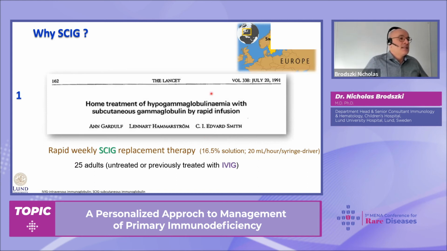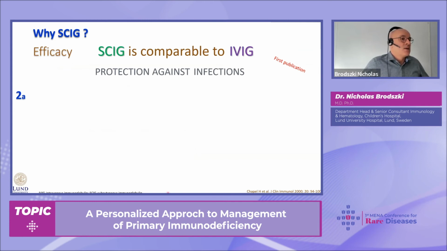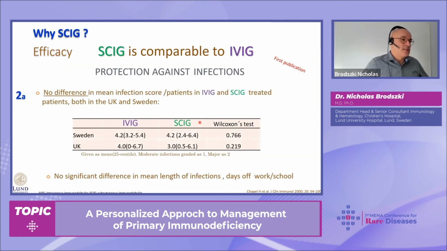The second reason is that when they started looking at it, and this is the first publication, which was made on two different cohorts, one in Sweden and one in the UK, what they could see was that it was actually comparable to IVIG, which at that time, in the 80s or 90s, was the standard treatment. So the subcutaneous treatment would give you the same protection against infections.